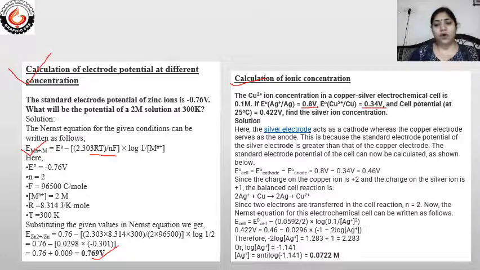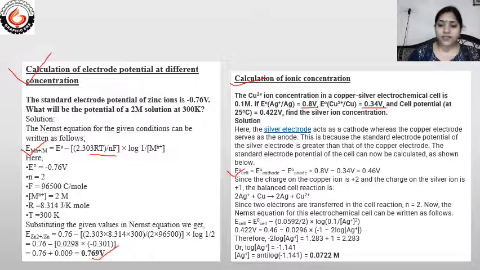So always the metal which has the higher electrode potential value will act as cathode, and the metal which has the lower value will act as anode. So here silver will act as cathode and copper will act as anode. Now that we know which one is anode and which is cathode, we can calculate the E naught of the cell by putting the values in this formula. So this will become 0.46 volt.